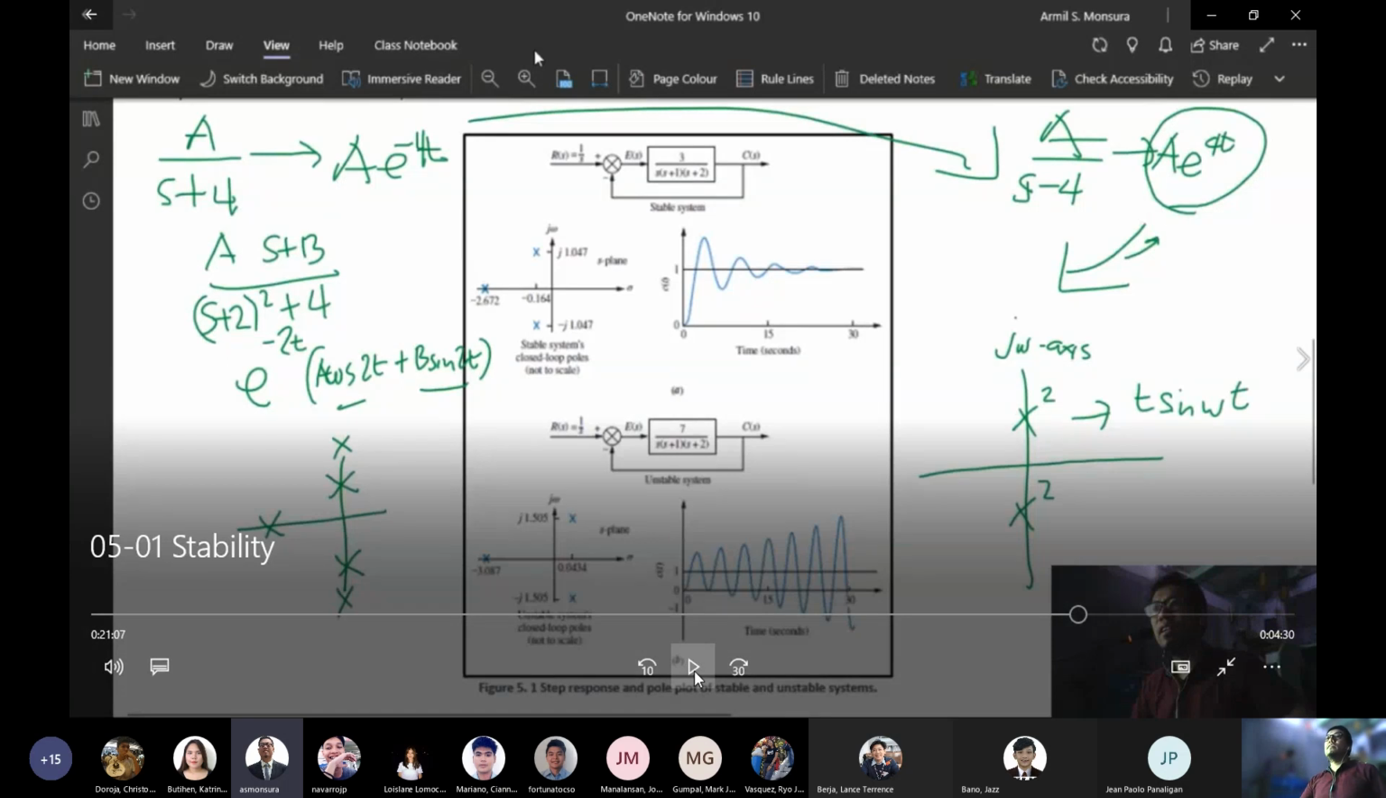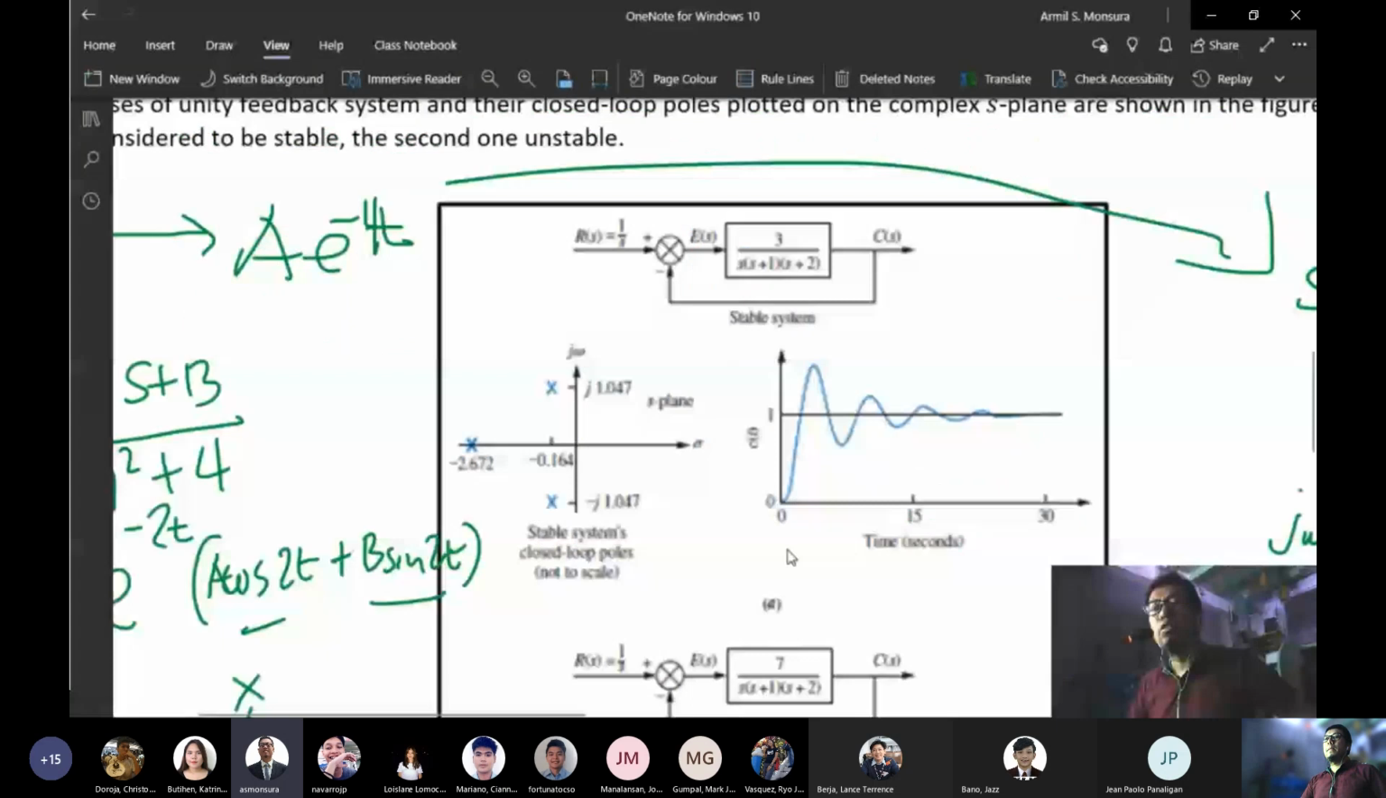We have here an example of systems that are stable and unstable. The system that is stable, when you put it in the closed loop transfer function, remember, we should make this a closed loop transfer function. So it becomes 3 all over s times s plus 1 times s plus 2 plus 3. It needs to become closed loop. Then we get the poles of that, which would give us this one.